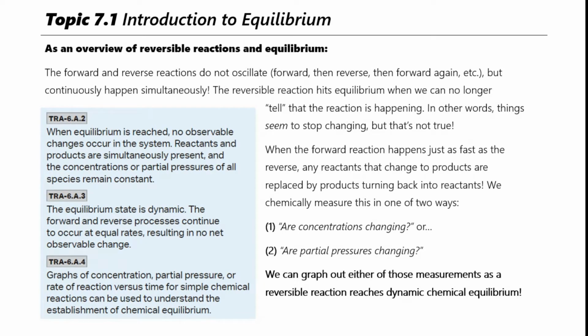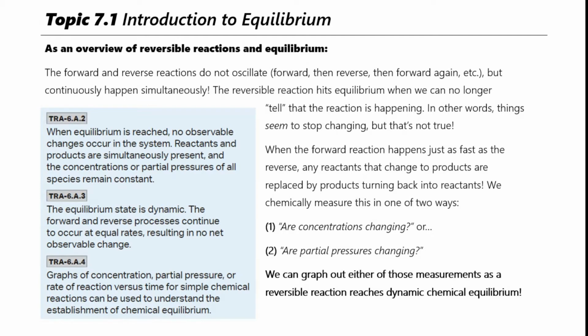Some things that AP wants us to know for that. Again, we can't observe changes even down to the nitty-gritty chemical level. We can't see concentrations and pressures changing. We have reactants and products at the same time coexisting together, and they're constantly moving back and forth at the same time. The forward direction reaction and the reverse direction reaction are going at the same time.